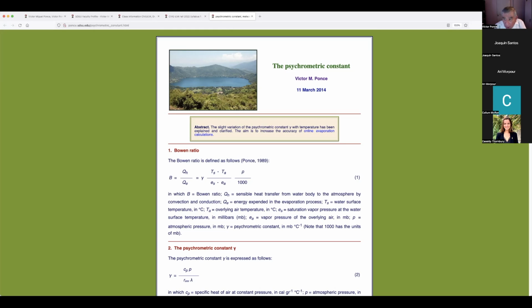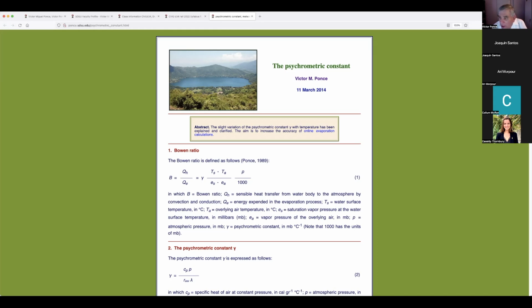Bowen was a very important gentleman. He developed this ratio. I guess the ratio is attributed to him because he was a very well-known, great contributor to the science of meteorology. So Q sub H and Q sub E. What's Q sub H? Q sub H is the sensible heat transfer from water body to the atmosphere. And Q sub E is the energy expended in the evaporation process.